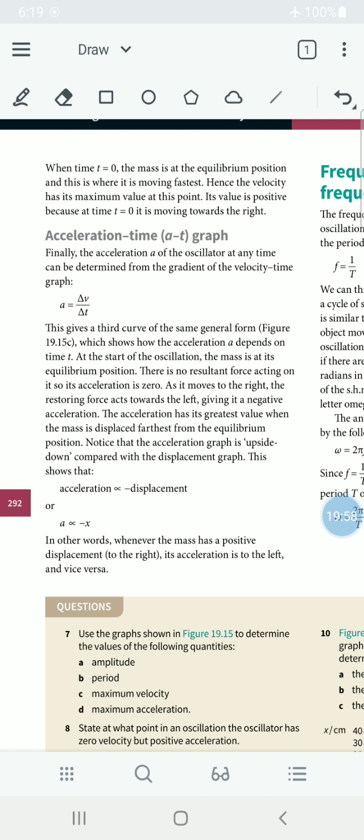Acceleration can be obtained by finding the gradient of the VT graph. Write down A equals delta V upon delta T. This would provide the upside down sinusoidal curve of the displacement time graph.